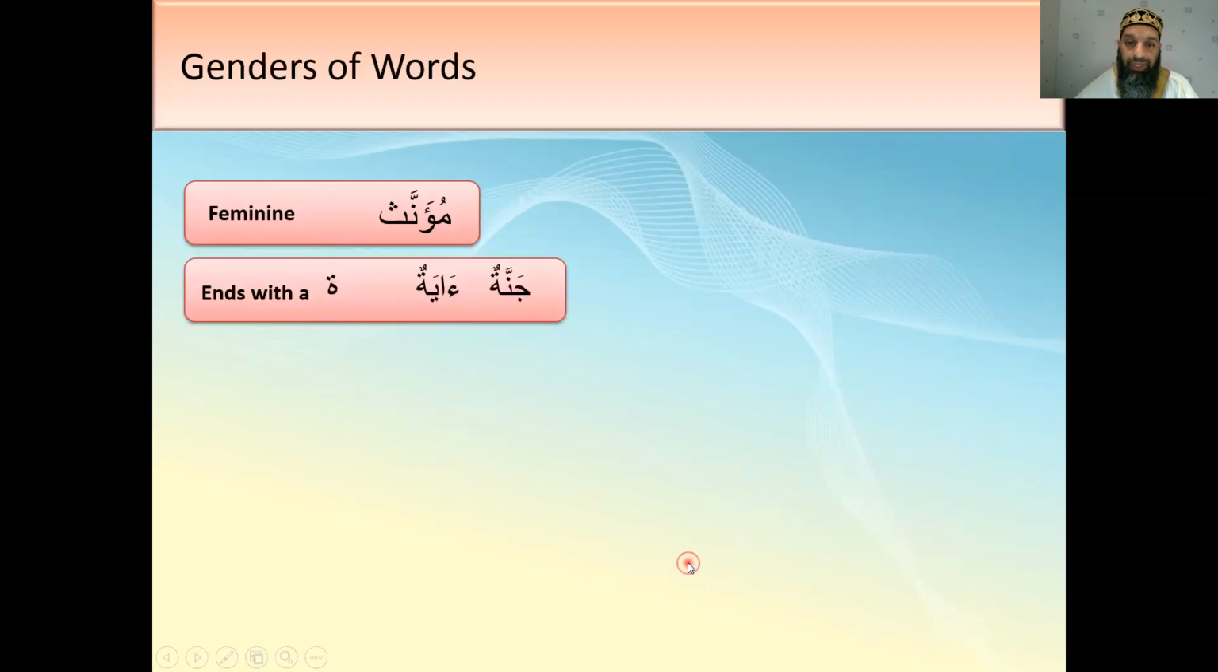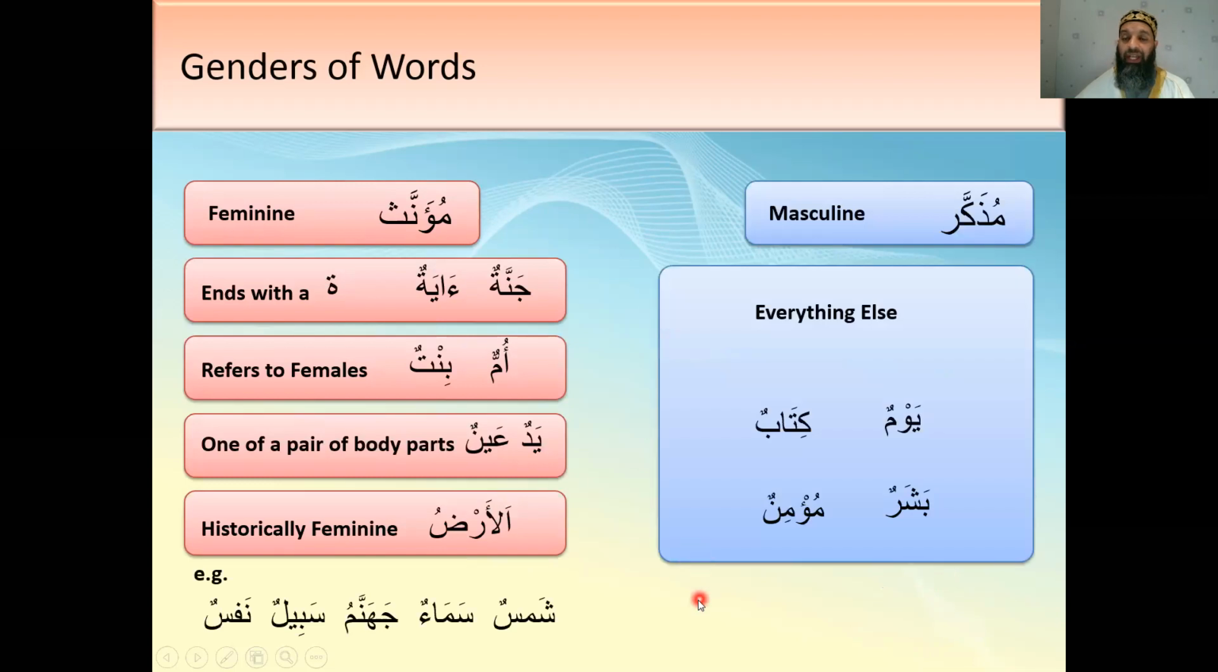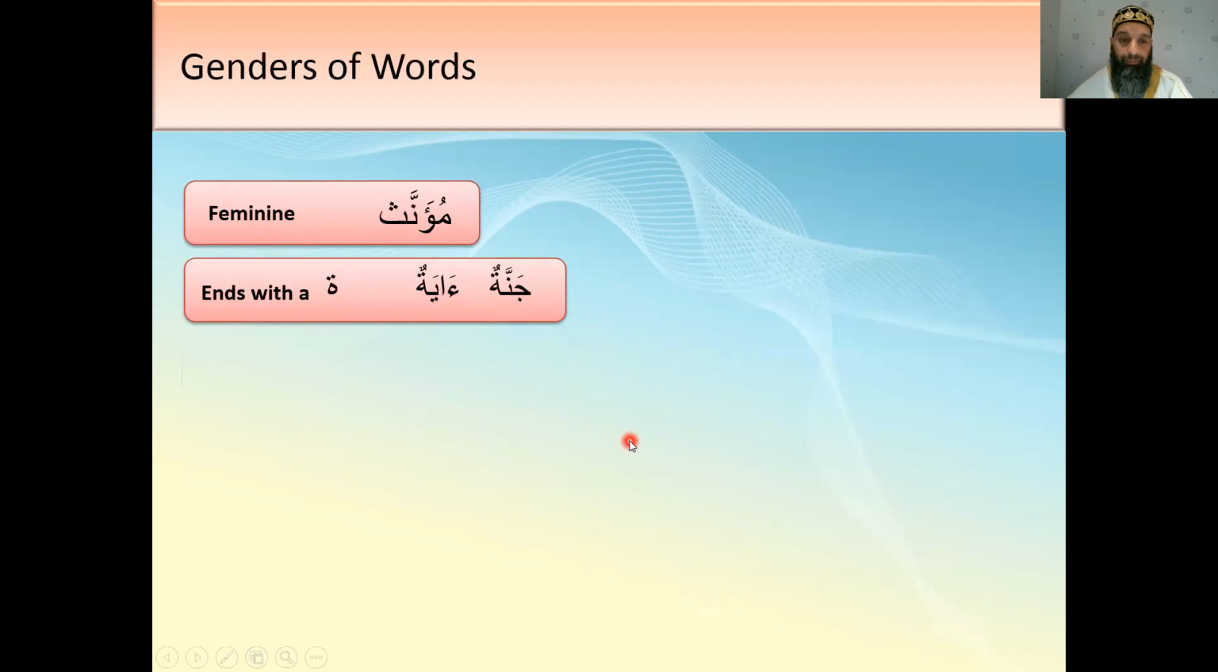then we talked about Arabic having genders. Everything in Arabic has a gender. It's either masculine or feminine nouns. So how can you tell if something is feminine? We work out the feminine. Once we know the feminine rules, we know everything else is masculine, remember? So the first thing we said is, any word that ends in a ta marbuta, this one here, yeah?